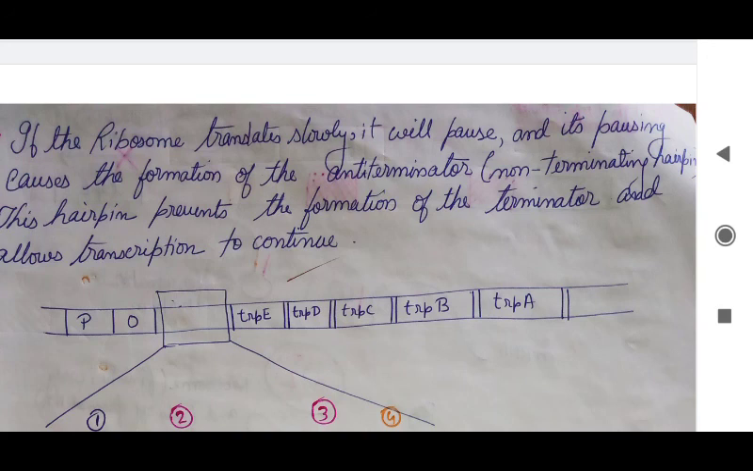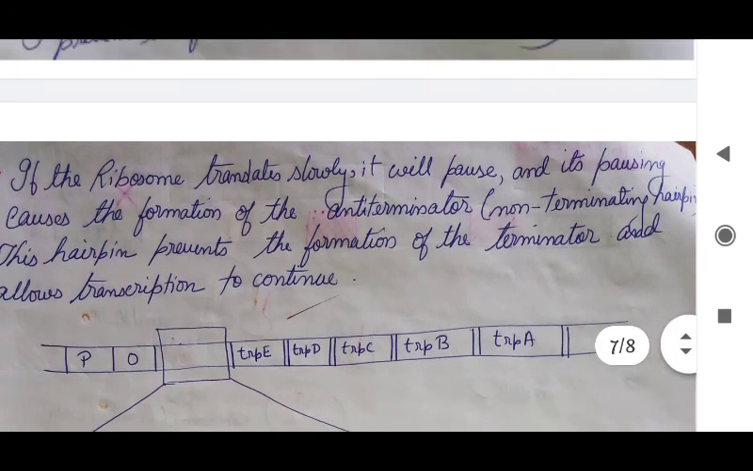Normally we know there is rho-dependent termination and rho-independent termination. In rho-independent termination, I have said that a hairpin loop forms which prevents the RNA polymerase from doing transcription further, and it gets separated out. That loop will be prevented by this anti-terminator formed by the attenuator sequence, and this will occur when the ribosome translates slowly.